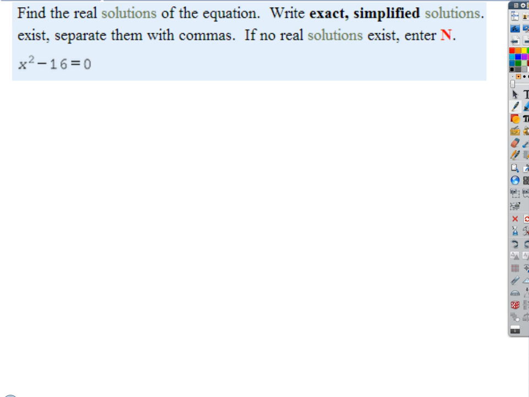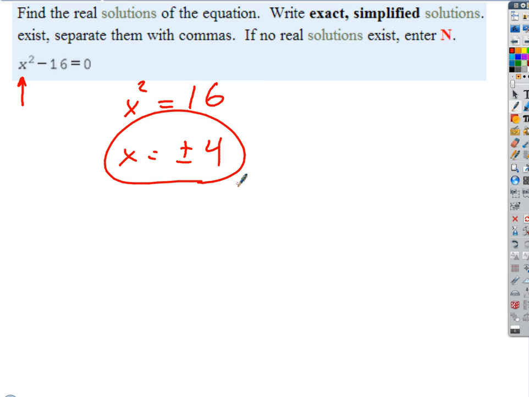Right, this is an example where there's a single x. And so we can isolate the x by just reversing the order of operations. So what are the 2 steps we would do to get the x by itself? Add 16, good. So we get x squared equals 16. Now what? Square root, good. So we get x equals plus or minus 4, good. Okay, done.